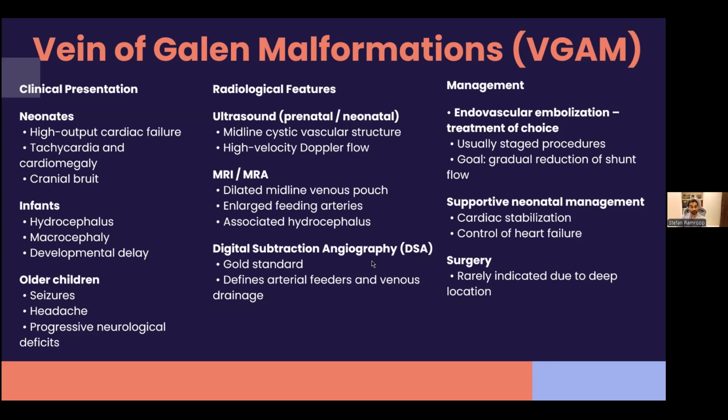Typically, the main form of treatment for vein of Galen malformations is endovascular embolization, which is usually performed in staged procedures. A gradual reduction of shunt flow is important to avoid any sort of abrupt hemodynamic changes. Neonates with severe cardiac failure often require stabilization in intensive care before getting any definitive treatments. And microsurgical resection, on the other hand, is rarely performed because of the deep location and the complex vascular anatomy of these lesions.